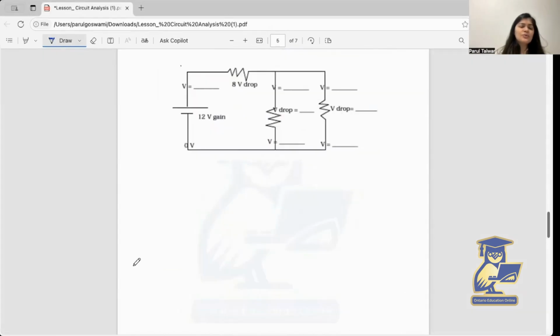Let's see how to apply KVL for this circuit. Before we start this question, we should keep in mind that there would always be a voltage gain across the battery and there would always be a voltage drop across the resistor. So across the battery, it would always be a voltage gain, and across the resistor, voltage will always drop.